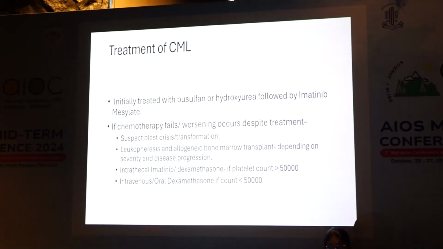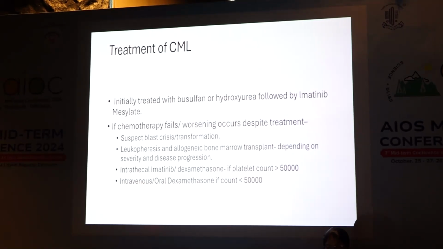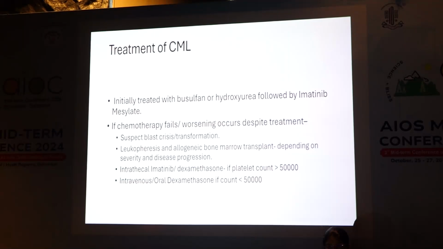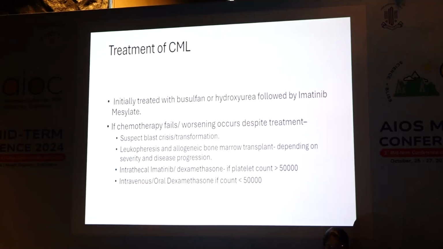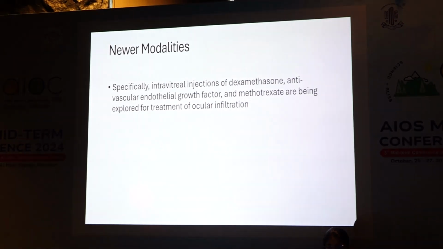CML is initially treated with hydroxyurea, followed by imatinib mesylate once the diagnosis is proven. If there is any worsening after starting chemotherapy, we start the patient on intrathecal dexamethasone if the platelet count is greater than 50,000. If the platelet count is less than 50,000, we start intravenous dexamethasone. Newer modalities are also there, in the form of injections of dexamethasone, intravitreal anti-VEGF or methotrexate.